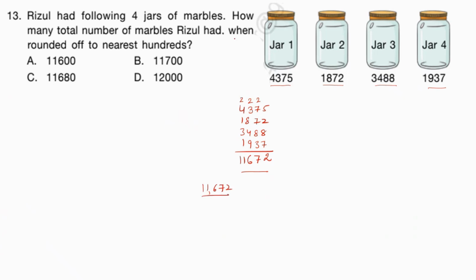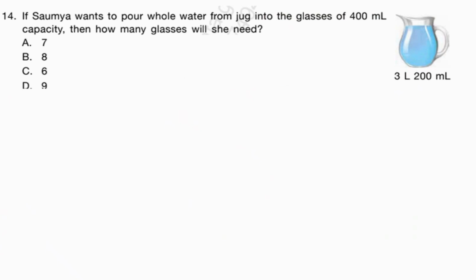But after that, they are saying I have to round it off to the nearest hundreds. So you will see it is nearest to 11,600 or 11,700. If I check their gap, definitely it will be nearest to 11,700. So my answer will be 11,700. Okay, so coming to the next question.